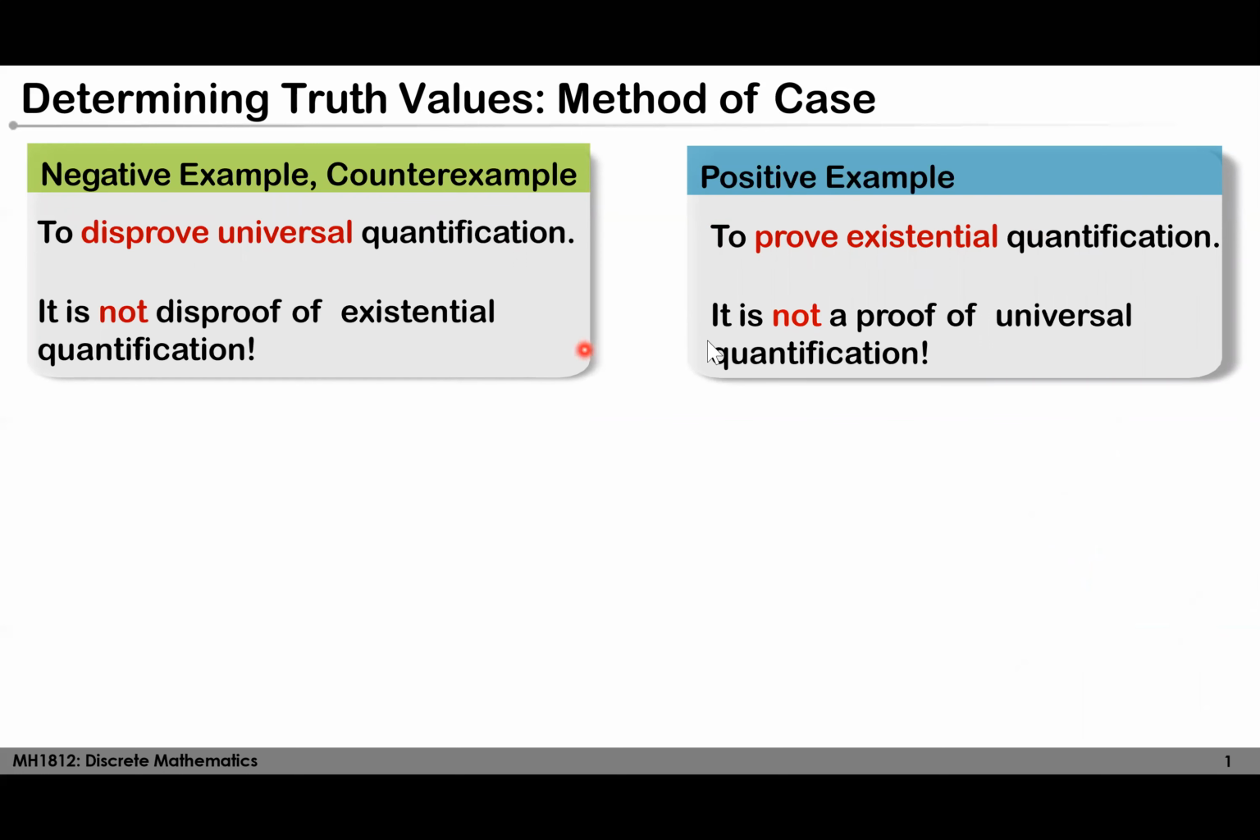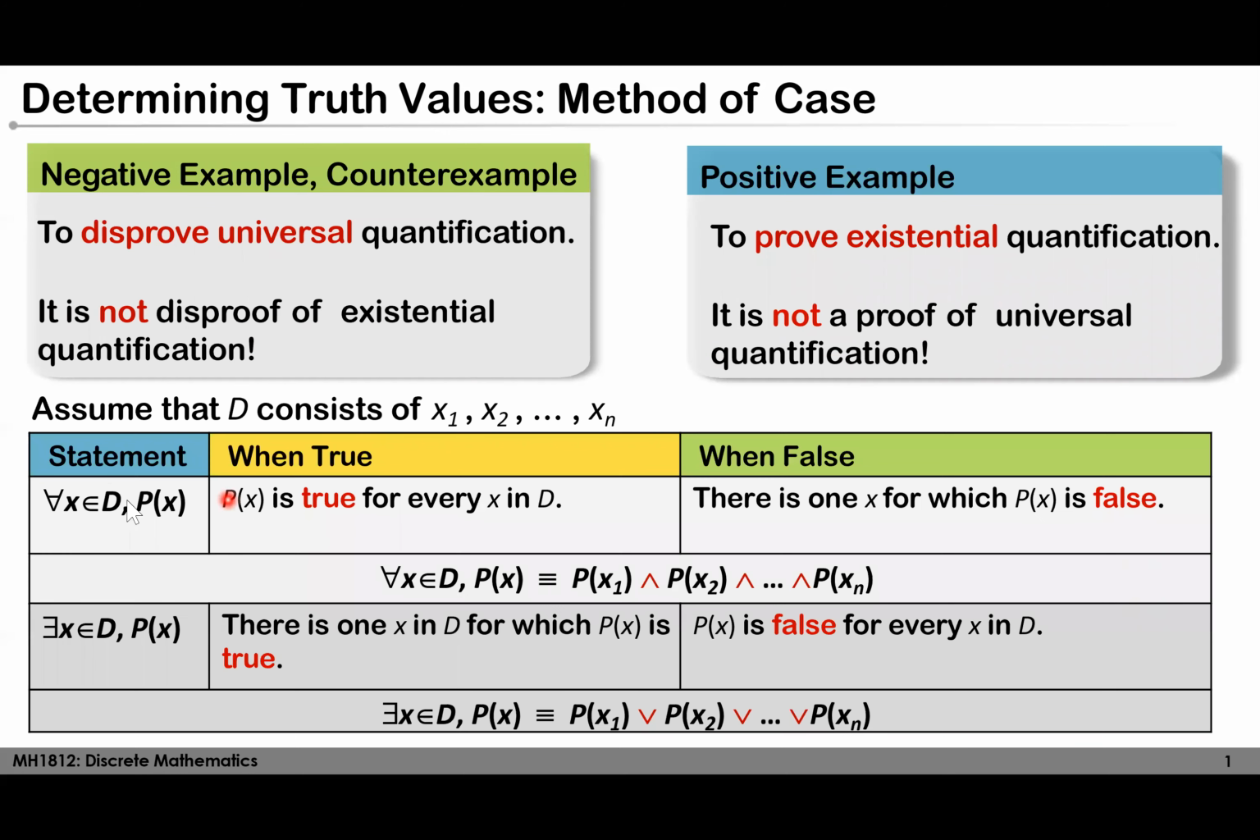We should keep in mind that the negative example is not a disproof of an existential quantification, and a positive example is not a proof of a universal quantification, because this universal quantification, for all x in D P of x, is equivalent to this conjunction of all instantiations of these predicates.